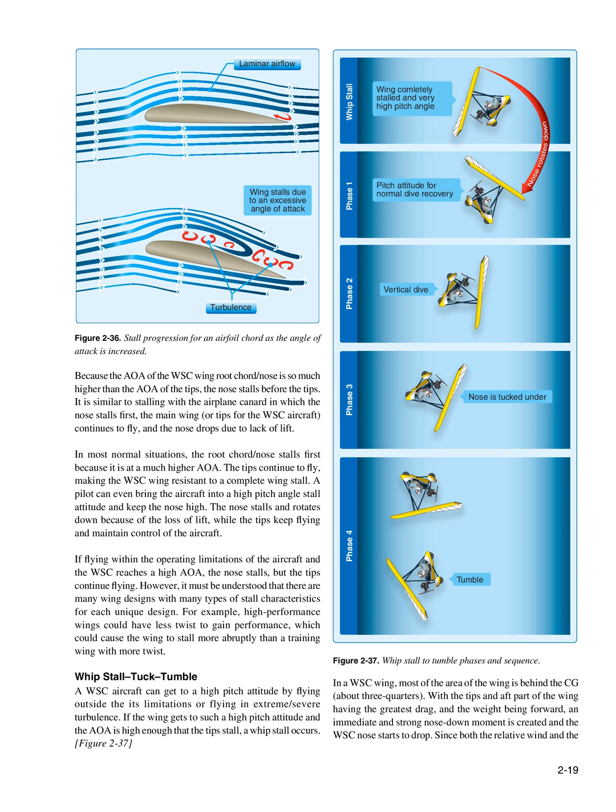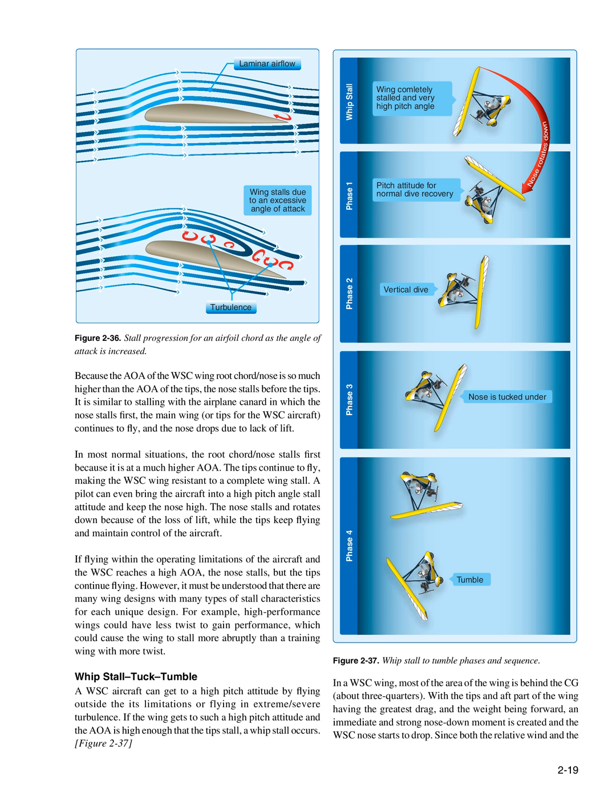A pilot can even bring the aircraft into a high pitch angle stall attitude and keep the nose high. The nose stalls and rotates down because of the loss of lift, while the tips keep flying and maintain control of the aircraft. If flying within the operating limitations of the aircraft and the WSC reaches a high AOA, the nose stalls, but the tips continue flying. However, it must be understood that there are many wing designs with many types of stall characteristics for each unique design. For example, high-performance wings could have less twist to gain performance, which could cause the wing to stall more abruptly than a training wing with more twist.